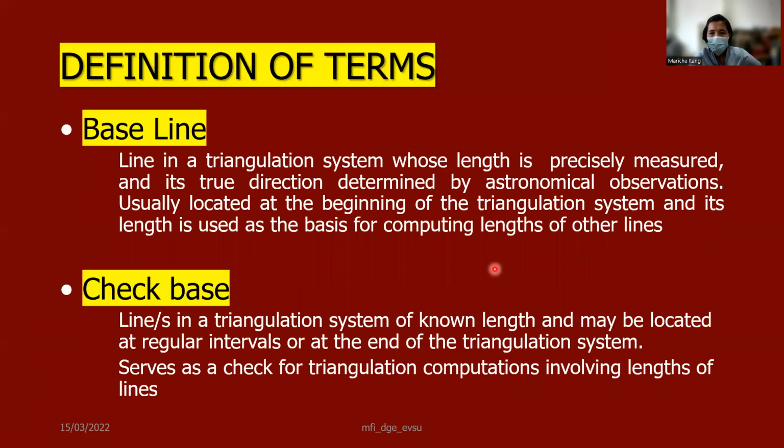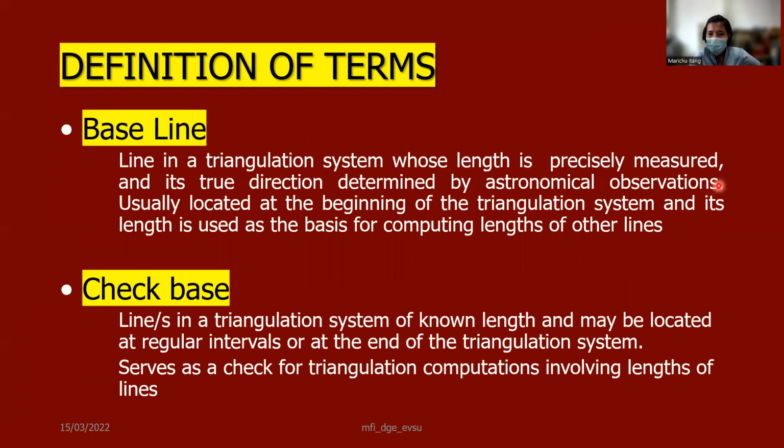We have here also the baseline. So yung baseline is ito yung mini-measure na line in our network. So it is a line whose length is precisely measured. If you remember on the standard set by the DAO or the DMC, that our baseline should be measured twice, thrice, or more, depending on the accuracy of the survey that we need to. And the direction is determined by astronomical observation.